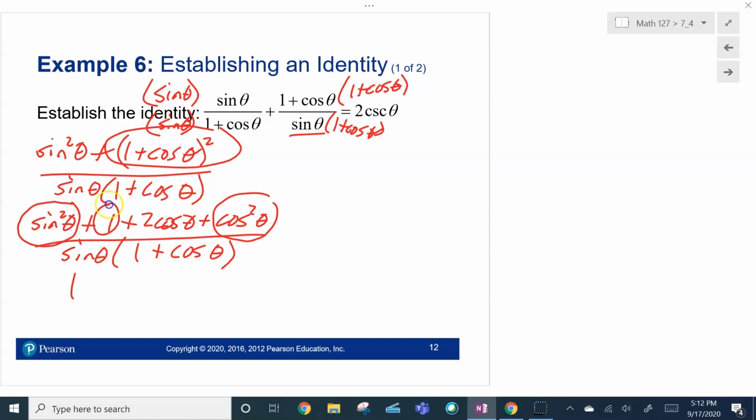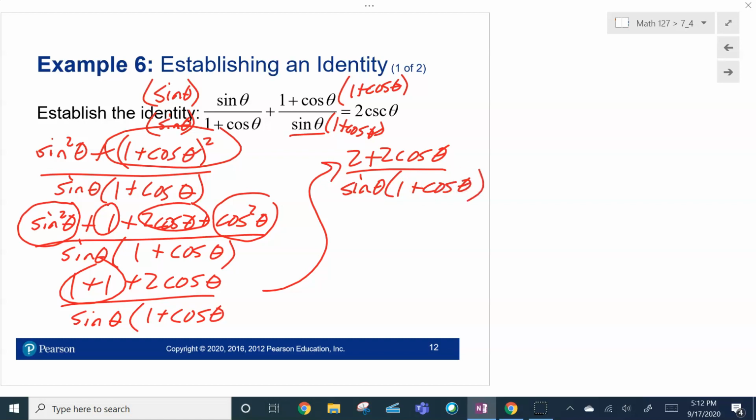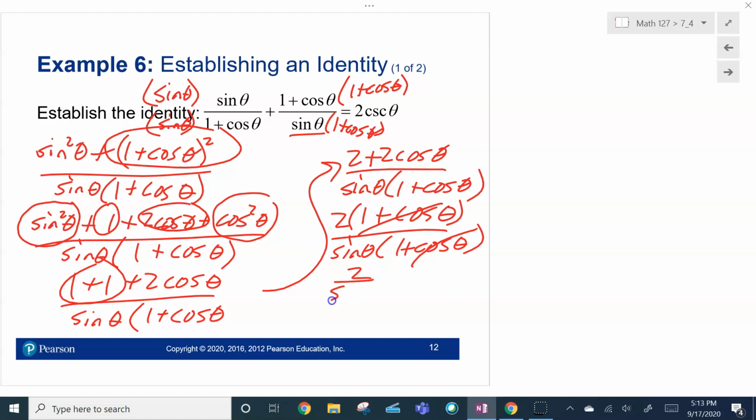And then I've got the plus 1 plus 2 cosine theta. This is all over our denominator here, sine theta times 1 plus cosine theta. So notice I got 2 plus 2 cosine theta over sine times 1 plus cosine. I'm going to factor 2 out of both of those so that I have 1 plus cosine, because I see, hey, if I factor a 2 out, I have 1 plus cosine. I got the same terms right there, so that'll cancel and it'll leave me with 2 over sine of theta.